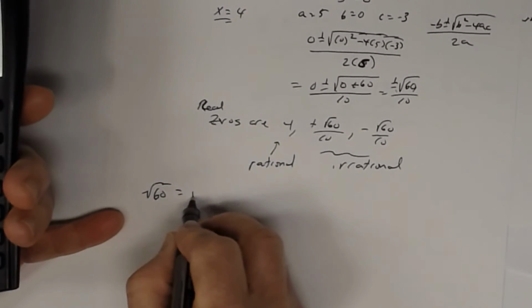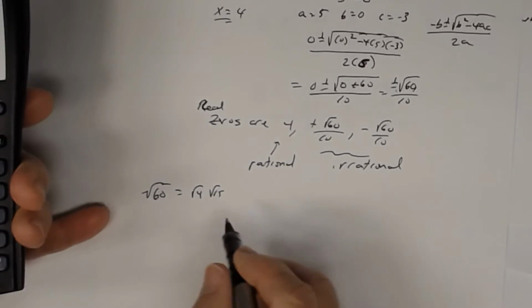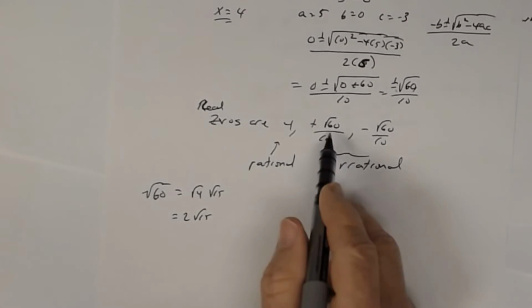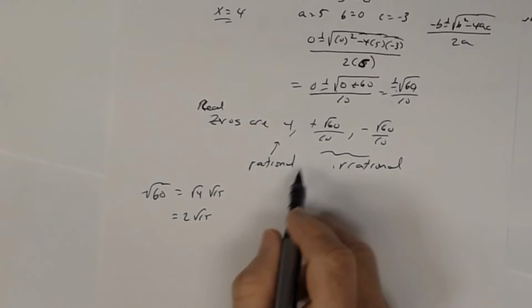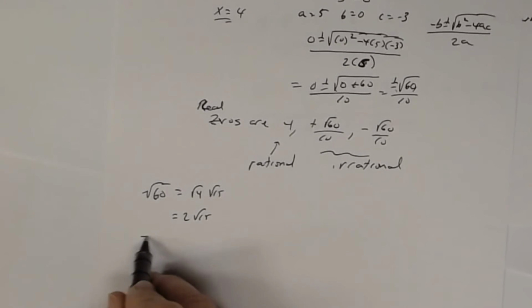So I'm going to rewrite this as square root of 4 times square root of 15, right? Because 4 times 15 is 60. And the square root of 4 is 2, so you get 2 square root of 15. So what that means is that, see the square root of 60 right here? Let me go ahead and do that here.